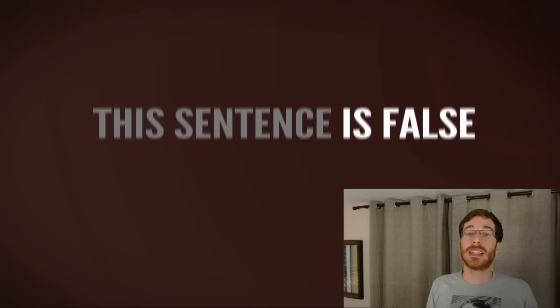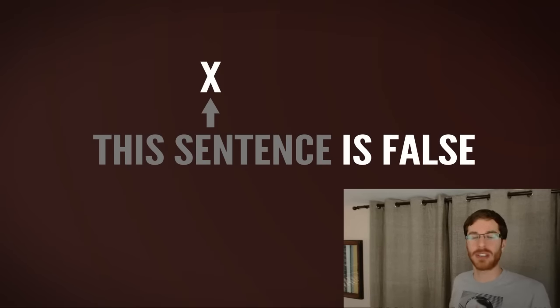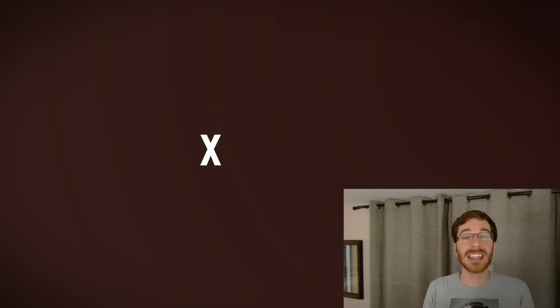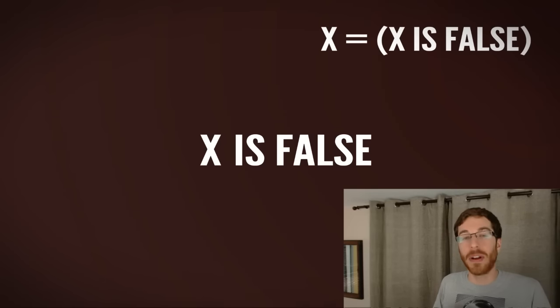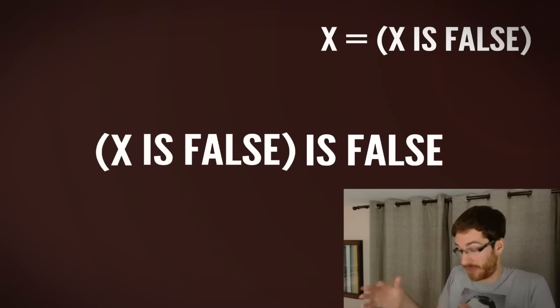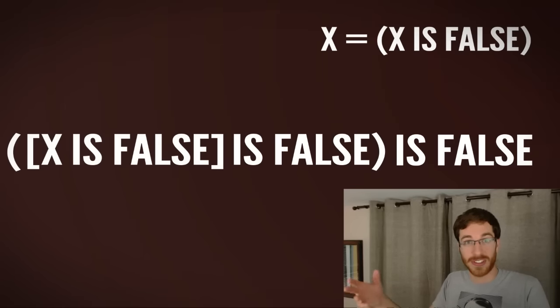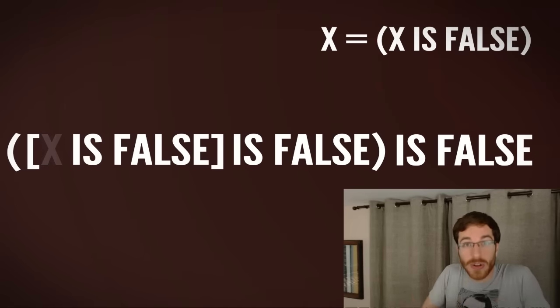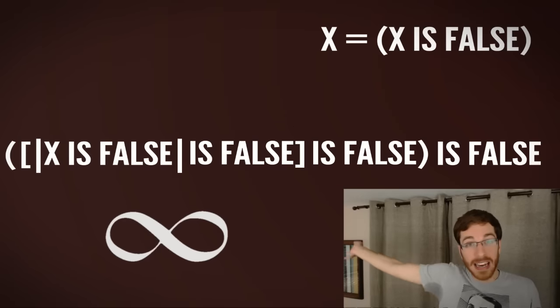An easier way to see this is by substituting "this sentence" just for X. So we abstract one level. We say the liar's paradox is saying "X is false." And what is X? X equals "X is false." But if X equals "X is false," that means the liar's paradox isn't "X is false," it's "X is false, is false." And if you substitute X for itself, it's "X is false, is false, is false, is false," ad infinitum.